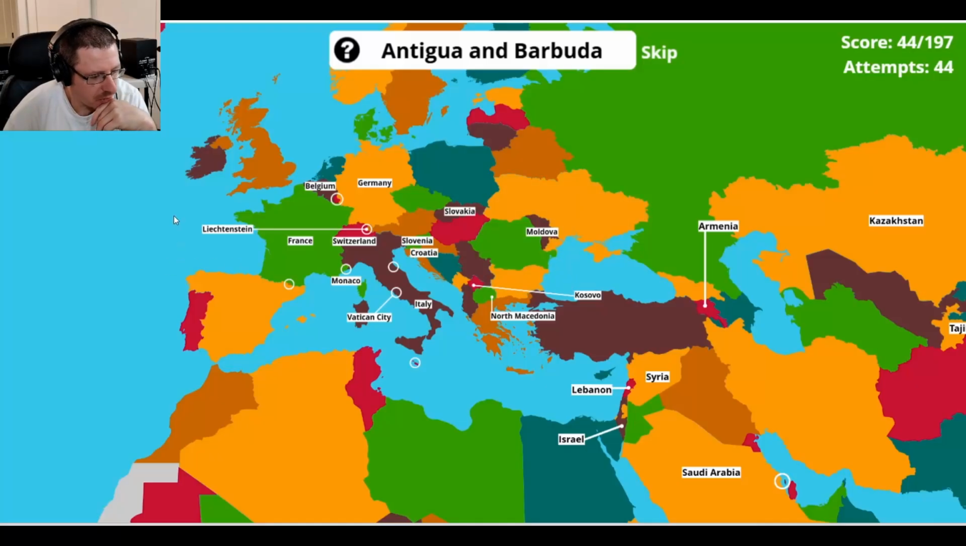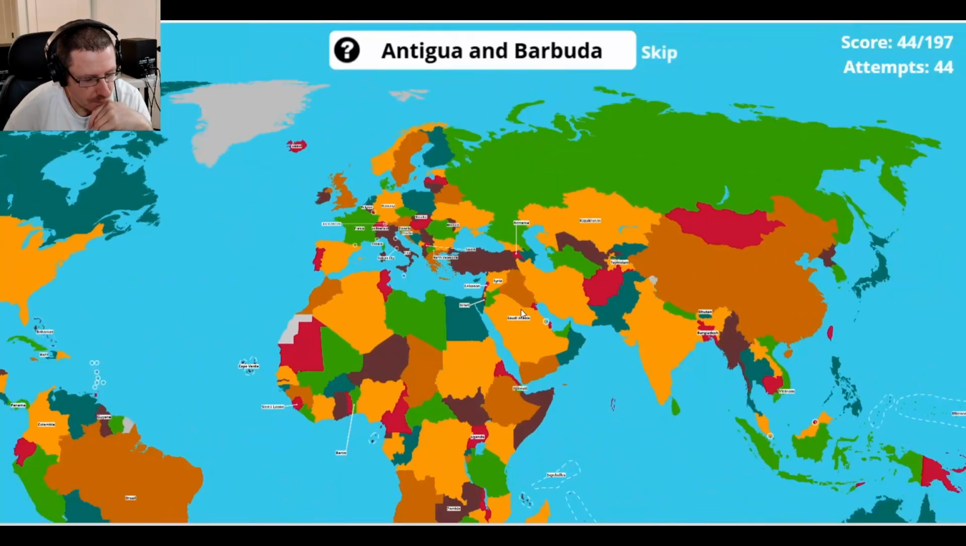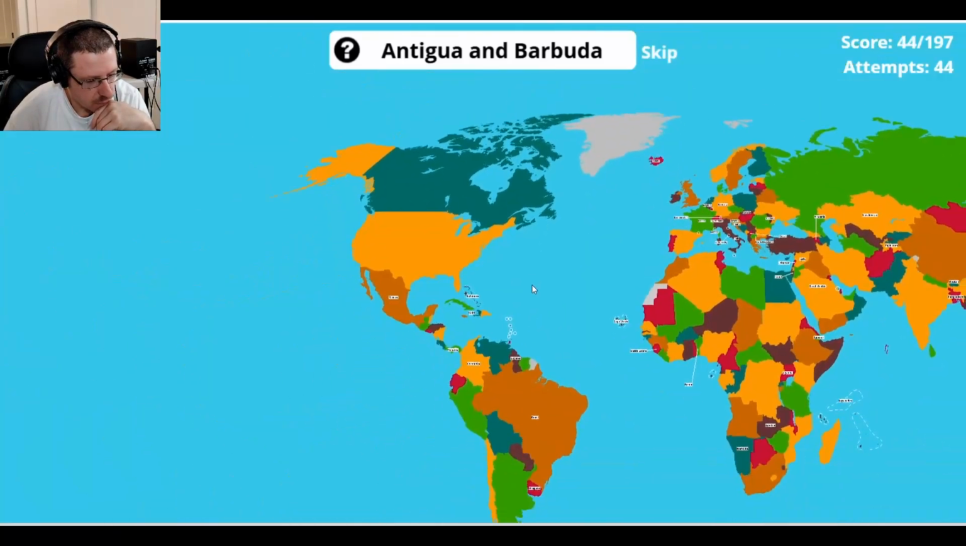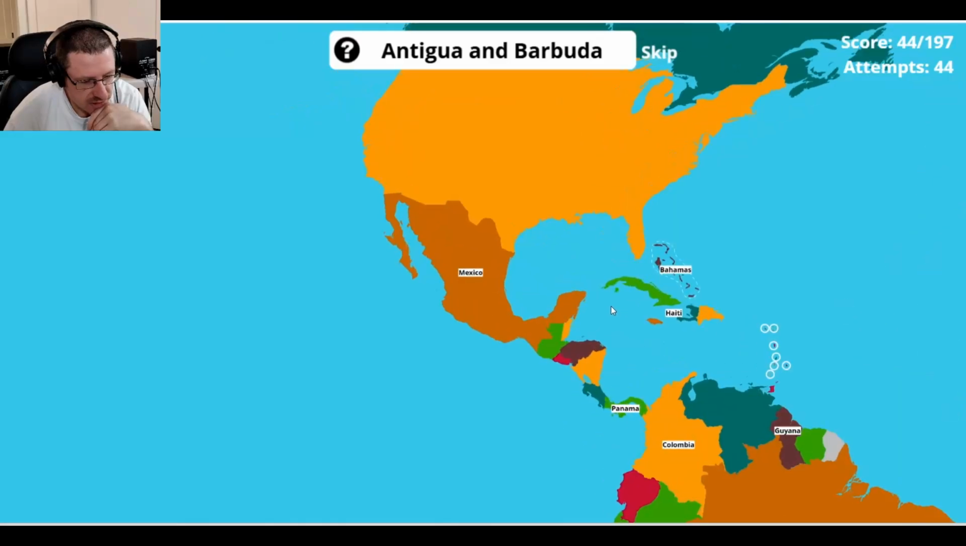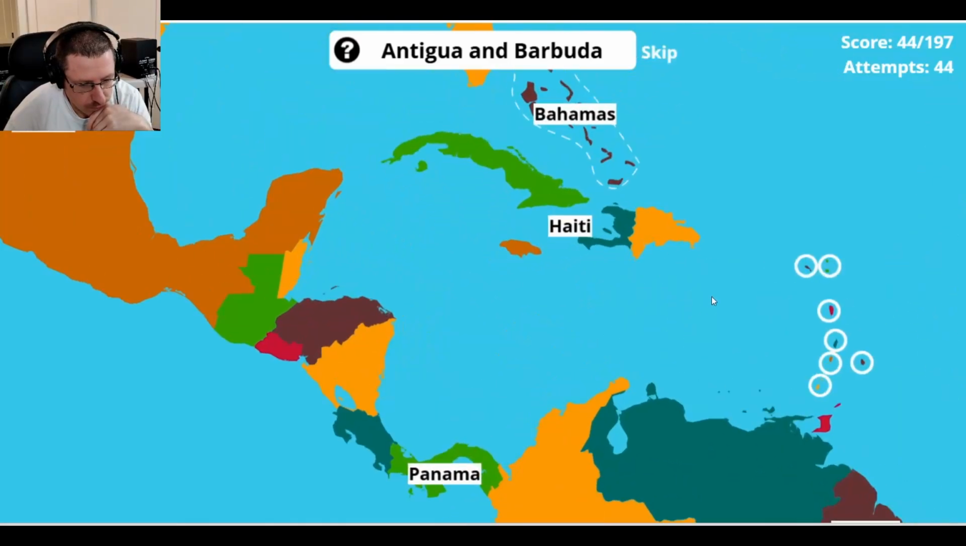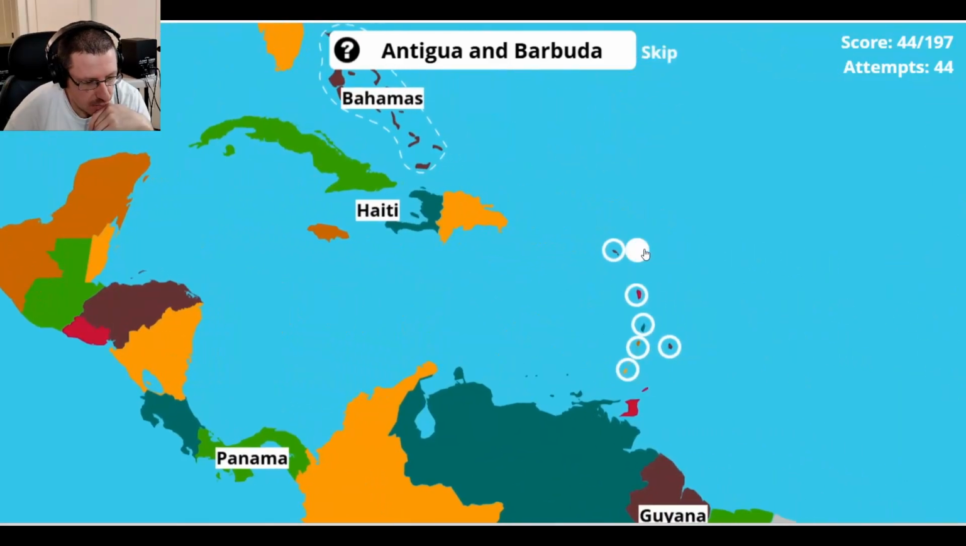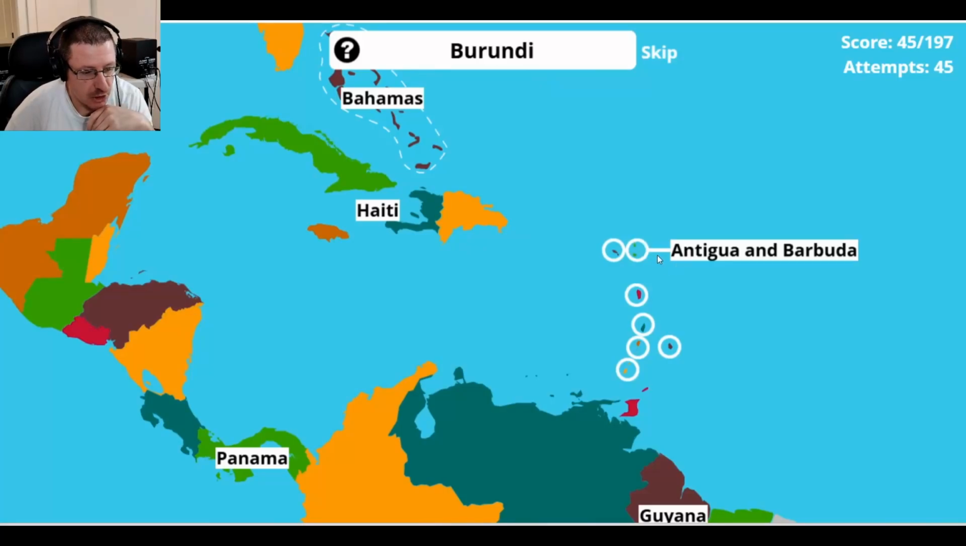Antigua and Barbuda. That's in the Caribbean, so let's go to the Caribbean. Right here, I think this is Antigua and Barbuda. That's home to the Antigua racer, one of the rarest snakes in the world. There's only like 400 left of them, and it can only be found in Antigua.